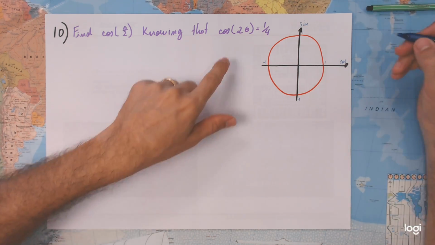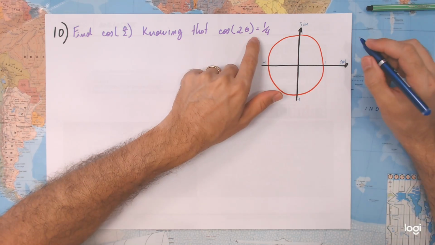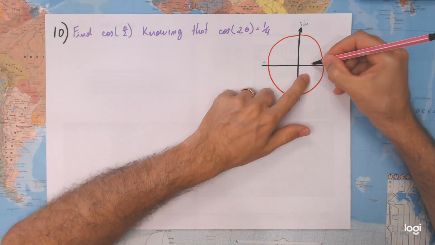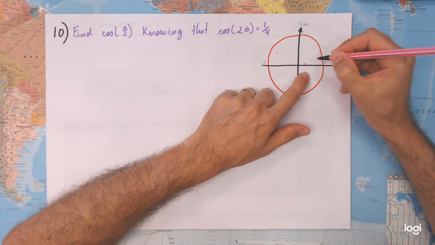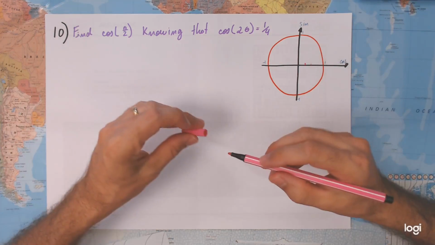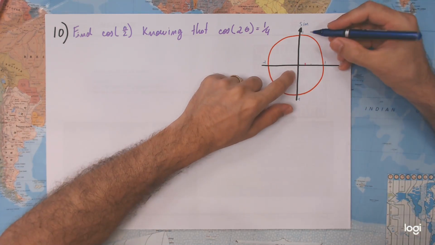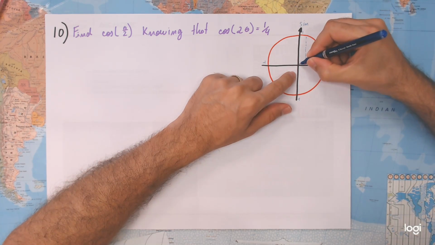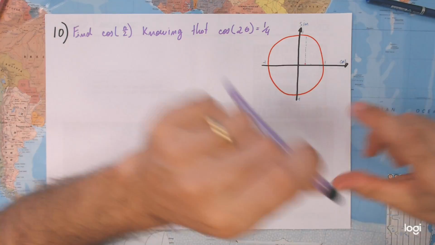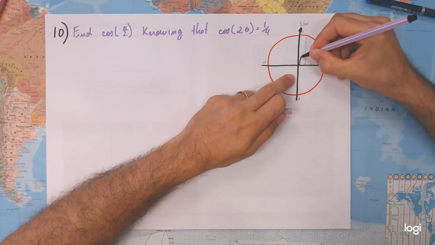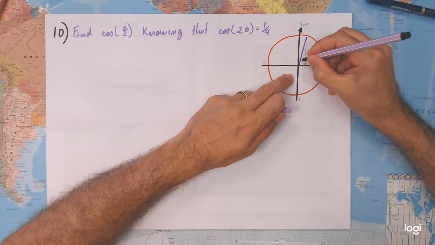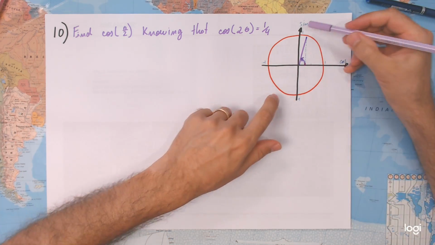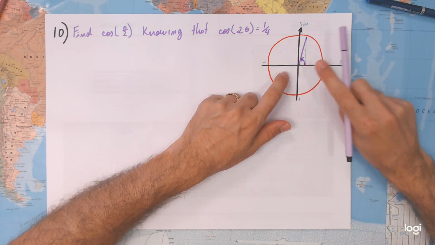for a cosine of 2 theta being 1/4, if this is 1, what is 1/4? This is 1, this is half, this is 1/4. This is 1/4. This is the cosine. But you have two possible angles that are going to yield this cosine. The first one, let's make this color. This is the first angle, and this angle is going to yield a cosine of 1/4.